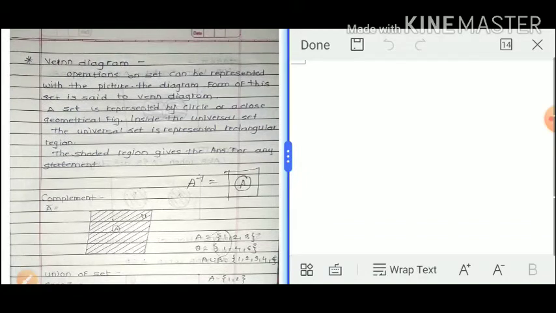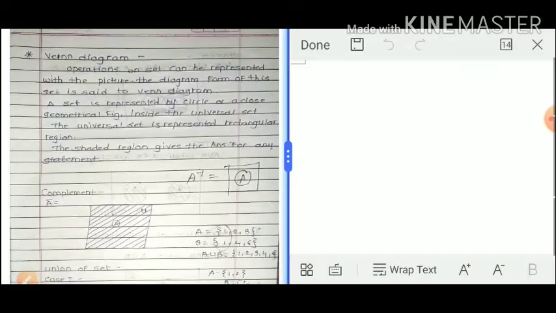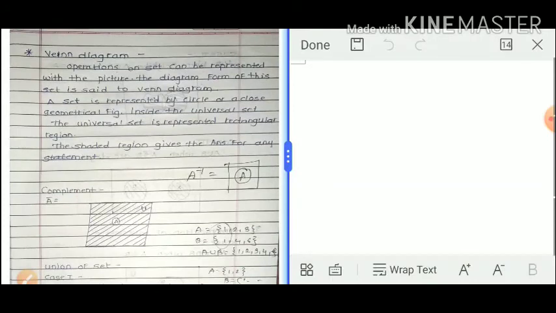So first, what is the definition of Venn diagrams? Venn diagrams: operations on a set can be represented with a picture. With a picture means all these operations we represent in the form of a picture. The diagram form of these sets is said to be a Venn diagram.